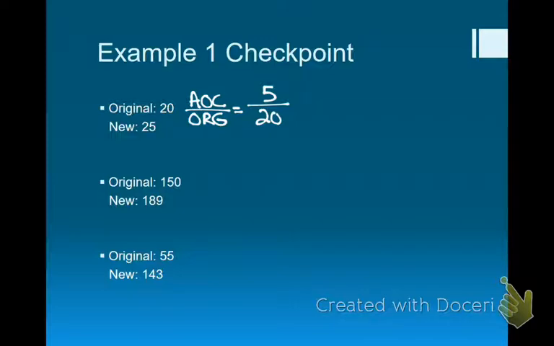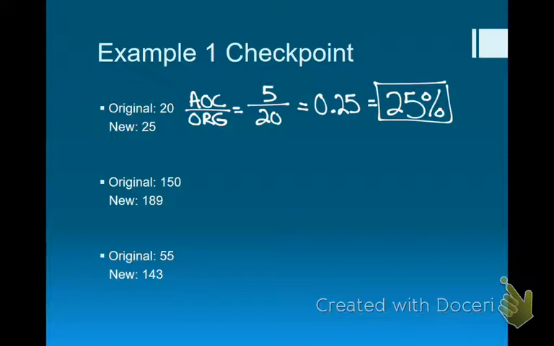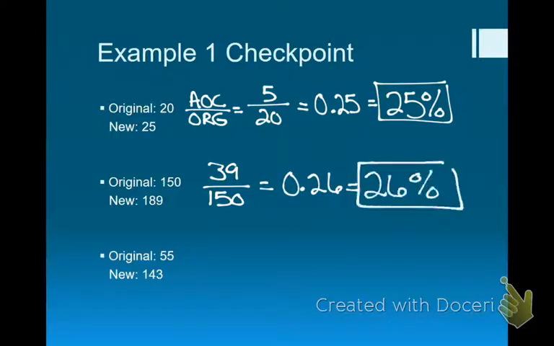I get what as a decimal? 0.25, which is 25%. All right, go ahead and do the next two. Okay, so when we subtract on the second one, did you get 39 over 150? All right, and then did you get 26%? Yes. Okay, good. On the third one, when you subtracted, did you get 88 over 55?